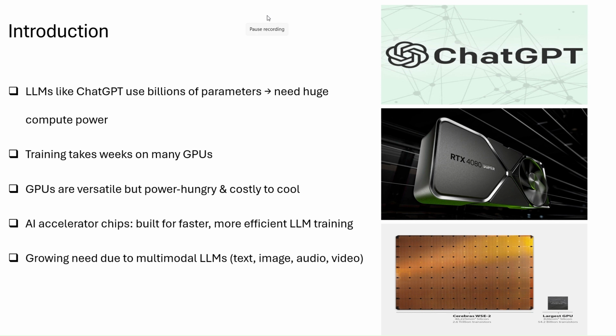To do this, general purpose GPUs are widely used because they are versatile and readily available. But they consume a lot of power and generate heat, which makes cooling expensive. That's why companies are now designing specialized LLM accelerators. These chips use dedicated circuits that make them much more efficient than general-purpose GPUs, reducing cost and speeding up training.